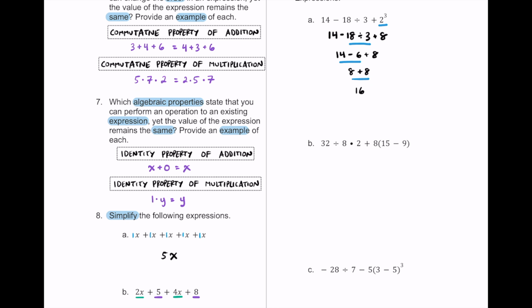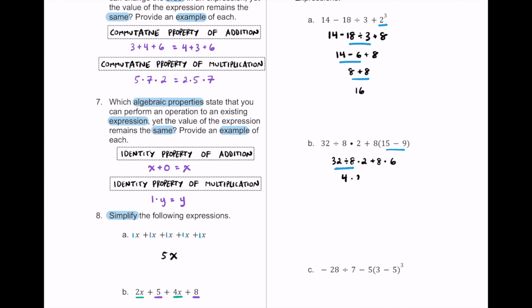For B, we have this 32 divided by 8 times 2 plus 8 times the quantity of this difference of 15 and 9. So first things first, let's start with the grouping symbols. Let's start with the parentheses. So 15 minus 9 is going to equal 6. So we're going to have 32 divided by 8 multiplied by 2 plus 8 multiplied by 6. You can keep the parentheses if you want, if you'd rather use that. Out of these options here, division and multiplication are equally important, so we'll just go from left to right. So 32 divided by 8 here, that's going to equal 4.